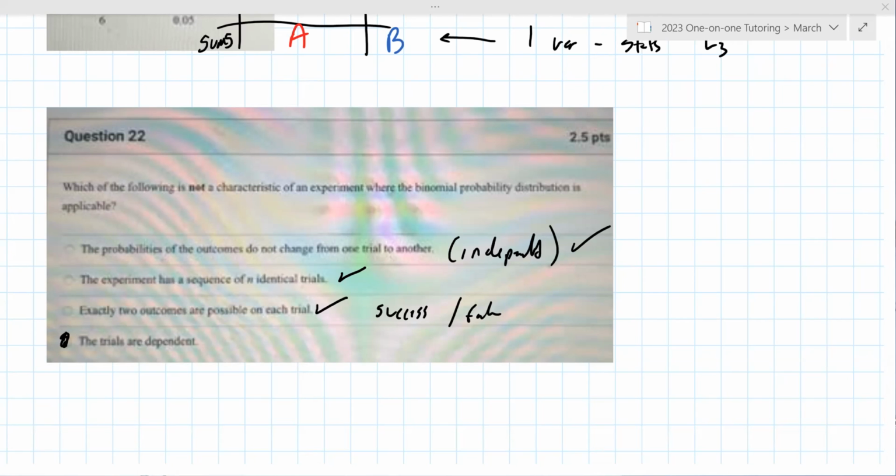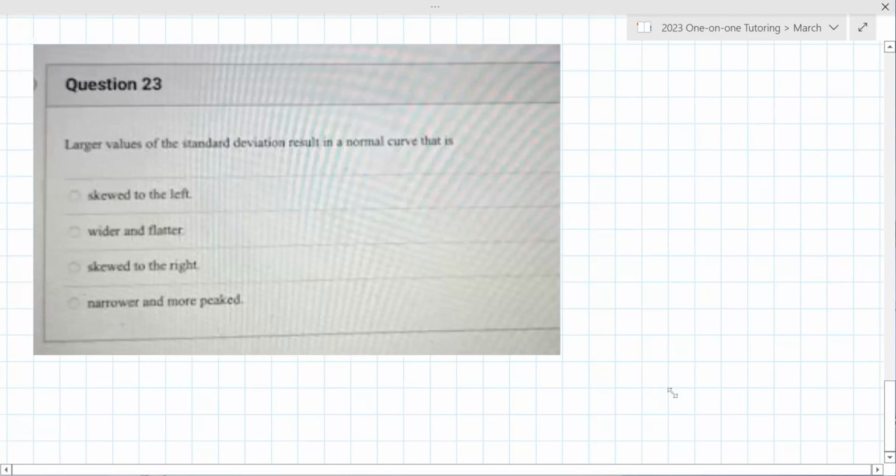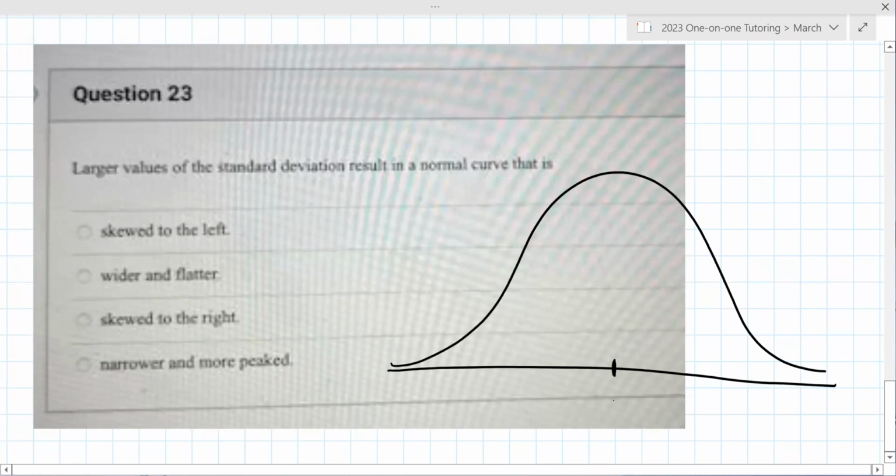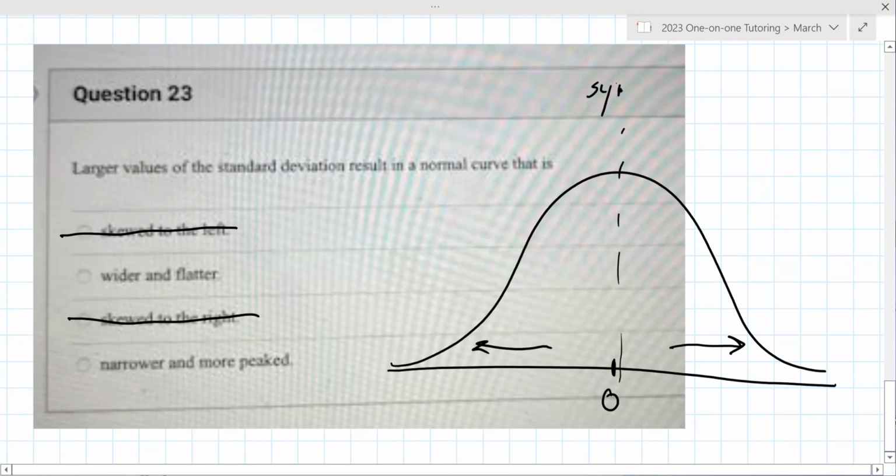All right, it's 23. Let me snip this in. All right, larger values of the standard deviation result in a normal curve that is... so here's a normal curve. Okay. And all the standard deviation does is it pushes it out. Okay, so there's no skew from standard deviation. It's by definition symmetric. Left looks like the right.